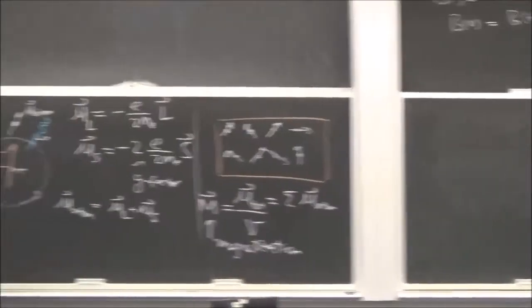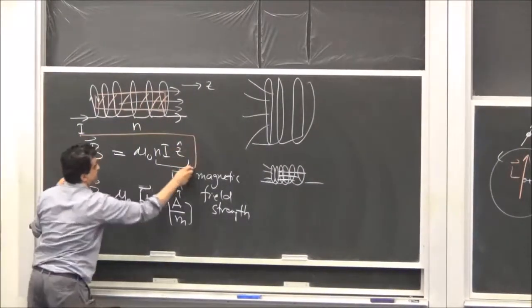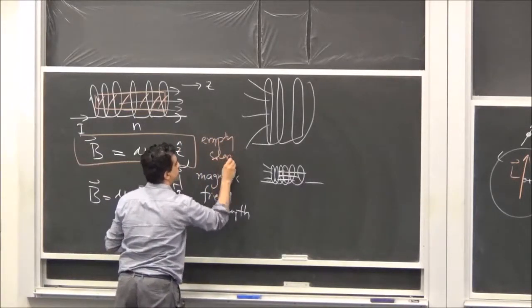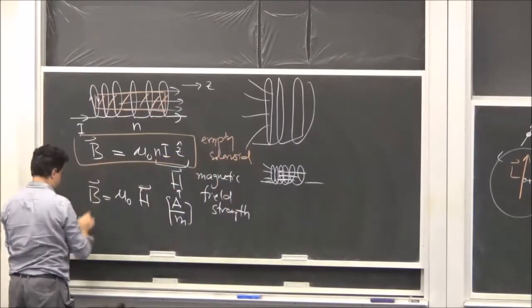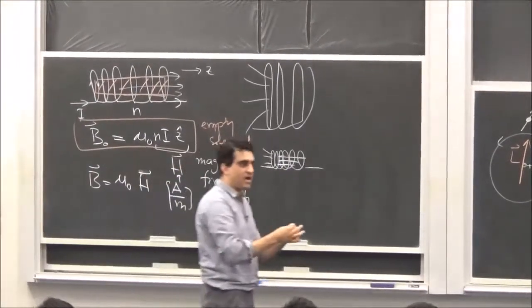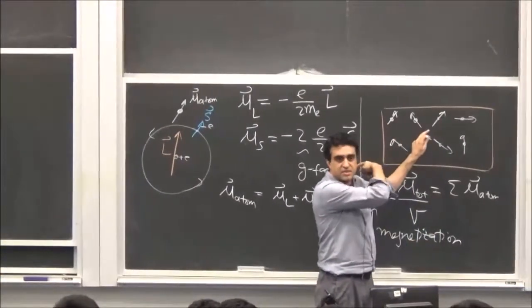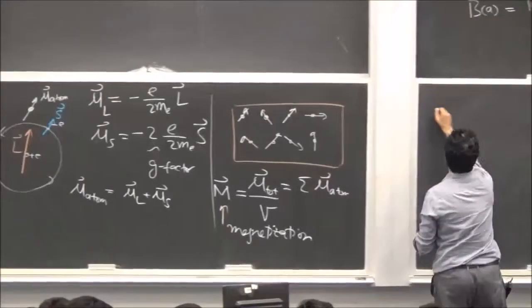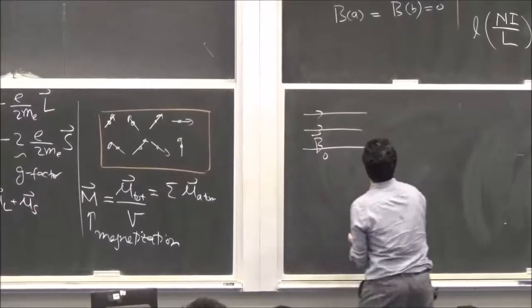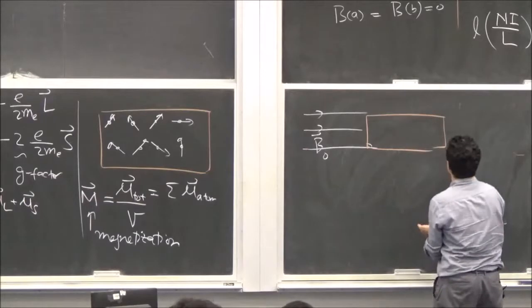If I had this empty solenoid, this would be the field I would have, and I call this B0. So let's say you have an empty solenoid with a certain magnetic field inside, and you are putting that material, this cylinder, into that solenoid. So you have a magnetic field B0 inside the solenoid, and you are putting that cylinder into that magnetic field, which is B0.